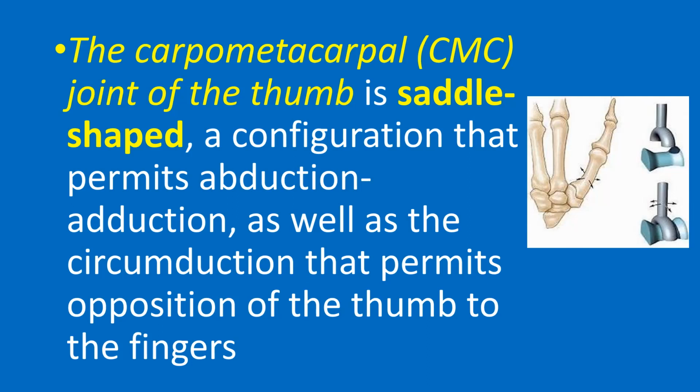It is a configuration that permits abduction and adduction, as well as circumduction, rotation of the whole thumb. It's drawn by demonstration in this slide. You have abduction, adduction, and circumduction. The whole purpose is to be able to bring the thumb pulp opposite to the pulps of the other fingers for opposition, for function, for use.